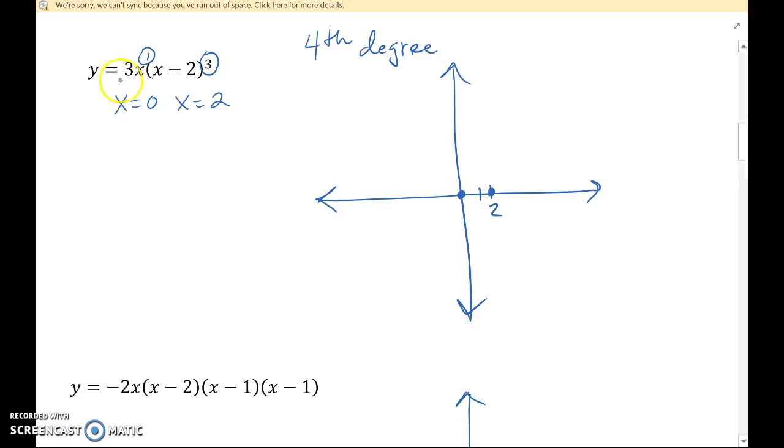And given that the 3 out front is positive, we know that this is going to be like a positive cubic. So it will start up and it will finish up. And so we're going to come down and we cross through 0. And then if you notice on the other factor, it was cubed. So at 2, again, we have to cross like a cubic. And if your arrow doesn't match up to the arrow you drew in the beginning for the end behavior, that's fine. You can just adjust it. It's not a big deal. And so there is our graph.